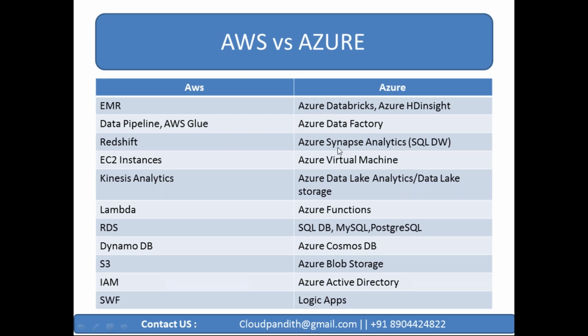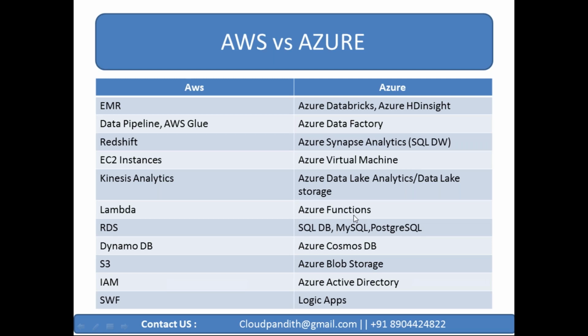Next, we have something called Azure Synapse Analytics. Recently they renamed it to Synapse Analytics; previously it was SQL Data Warehouse. The same thing in AWS is called Redshift. Here we have Azure virtual machines, which we have created. The same virtual machines here we call EC2 instances. We have Azure Data Lake Analytics and Data Lake Storage. You can read data from the data lake storage, apply analytics, and write data back. In the same way, we have a Kinesis service for analytics, which helps you store data and apply some kind of analysis on it.